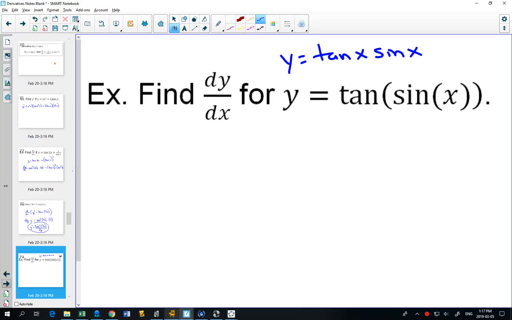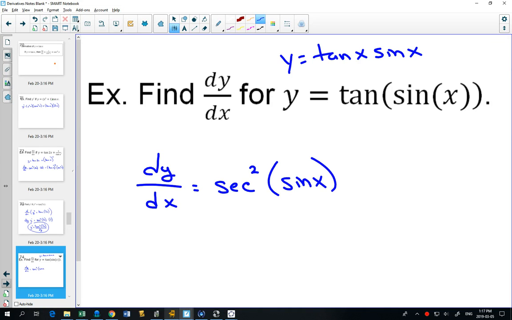So how do we go about a chain rule? Derivative of the outside function. The outside function is tan, which will be secant squared. Keep the inside the same. Multiply by the derivative of the inside. It's the derivative of sine, positive cos or negative cos? Positive cos.